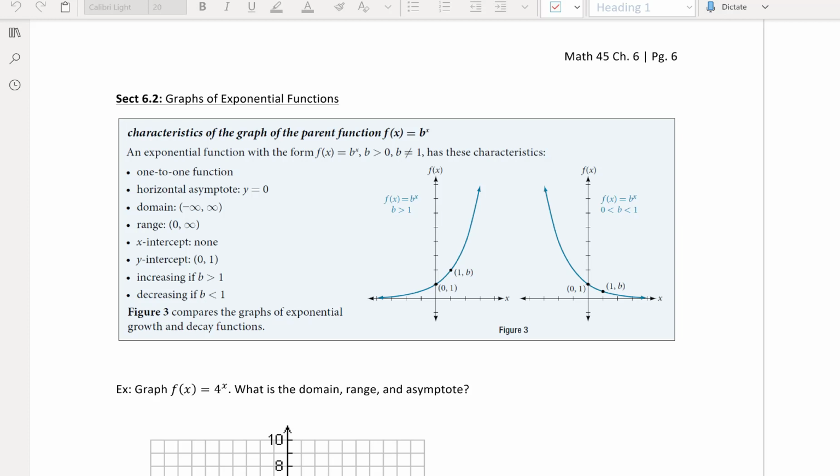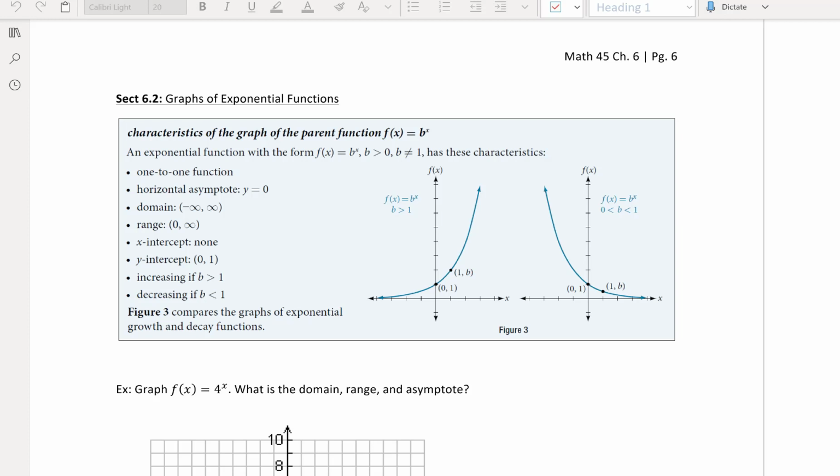We're going to continue on chapter 6 and we are starting on page 6 for section 6.2. We talked about exponential functions in section 6.1 and now we're going to be talking about graphs of exponential functions. So here are some characteristics of the exponential function.